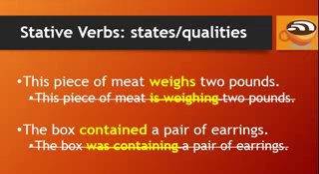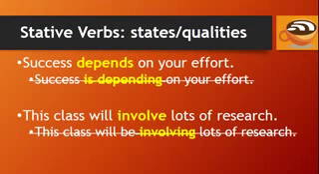This piece of meat weighs 2 pounds. Not, this piece of meat is weighing 2 pounds. The box contained a pair of earrings. Not, the box was containing a pair of earrings. Success depends on your effort. Not, success is depending on your effort. This class will involve lots of research. Not, this class will be involving lots of research.